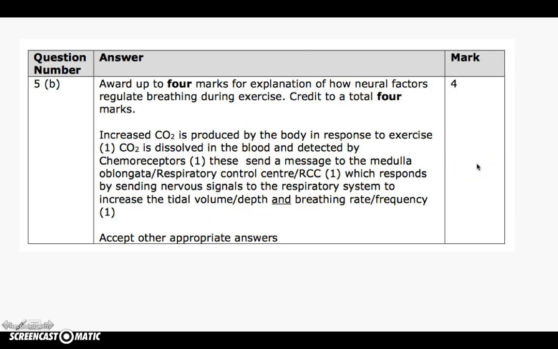Please ensure that you have clear notes for this section because it is important. I think it will come up again, so be aware of it.